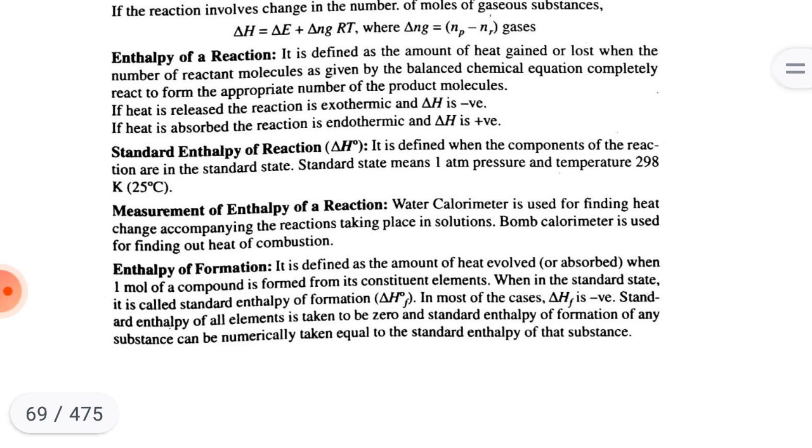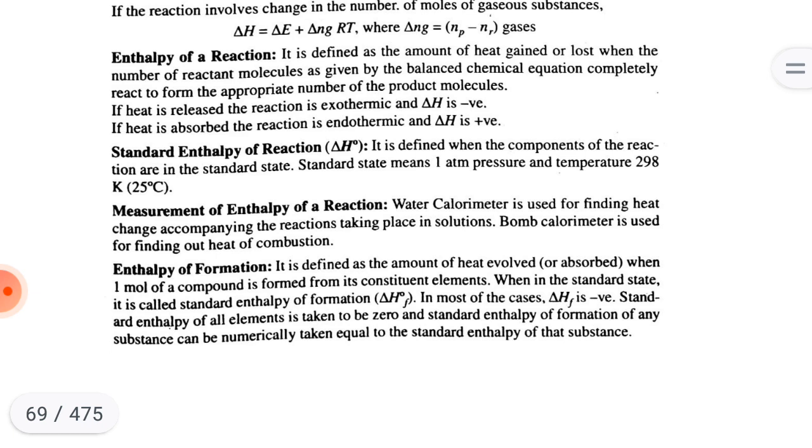Standard enthalpy of a reaction, delta H degree. It is defined when the components of the reaction are in standard state. Standard state means 1 atmosphere pressure and temperature 298 Kelvin, 25 degrees Celsius. Measurement of enthalpy of a reaction. Water calorimeter is used for finding heat change accompanying the reaction taking place in solution. Bomb calorimeter is used for finding out heat of combustion.